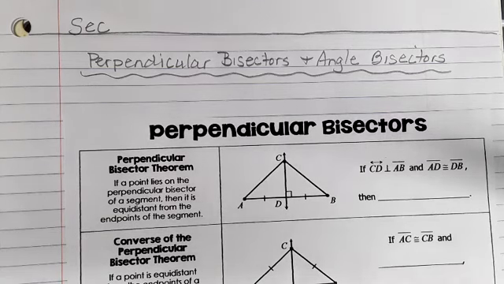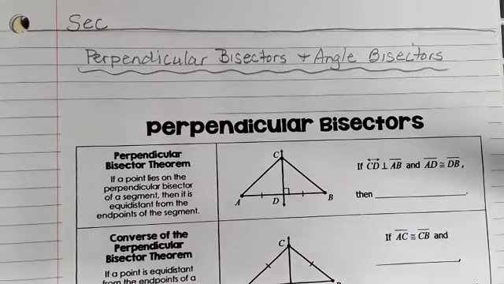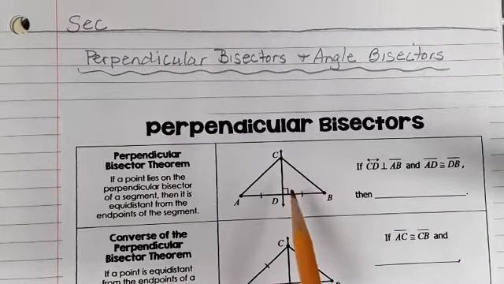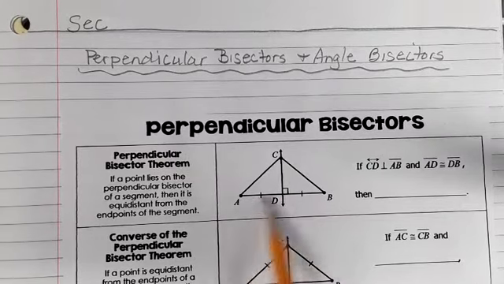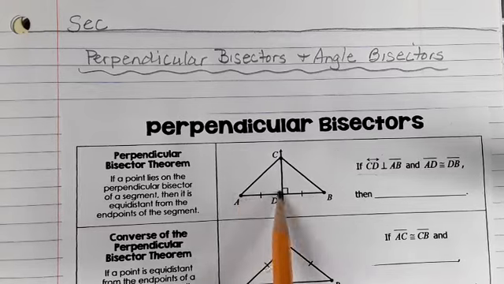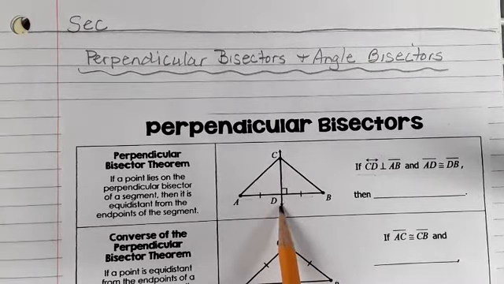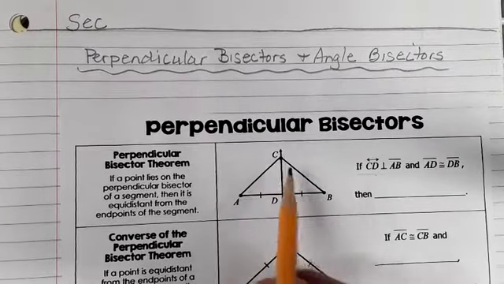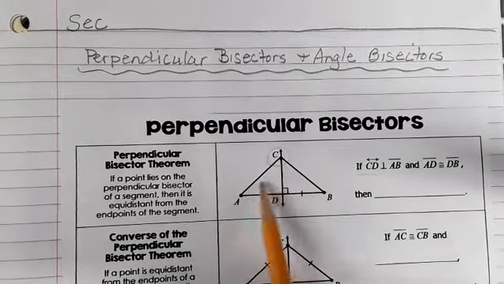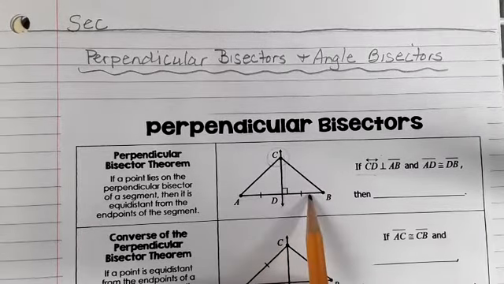All right, so today we're going to talk about both perpendicular bisectors and angle bisectors. We're going to start with the perpendicular bisectors. You need to know for a fact that if CD is perpendicular to AB, and you know that AD is the same as DB, then this is your perpendicular bisector. If that's the case, point C right here is going to be the same distance from the endpoints of this segment here.